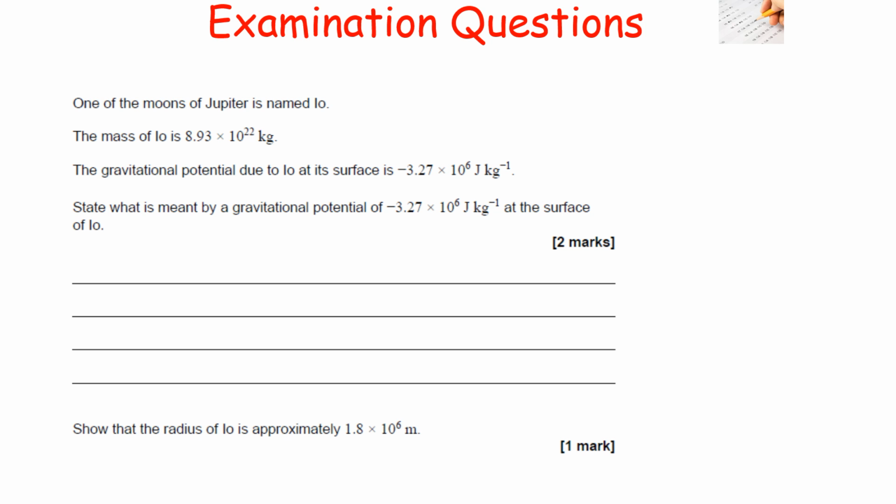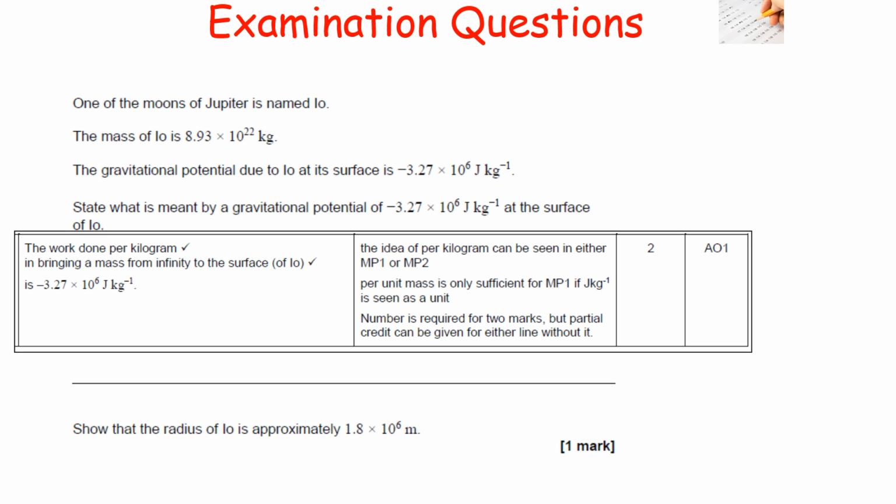So firstly, what's the definition of gravitational potential? Well, gravitational potential is the work done per kilogram. And then the second thing is that it's done from bringing a mass from infinity to the surface of Io, to the surface of the object. So therefore we will say it takes 3.27 times 10 to the 6 joules to move every kilogram from infinity to the surface. Now remember, we always say it's from infinity to the surface of the object.